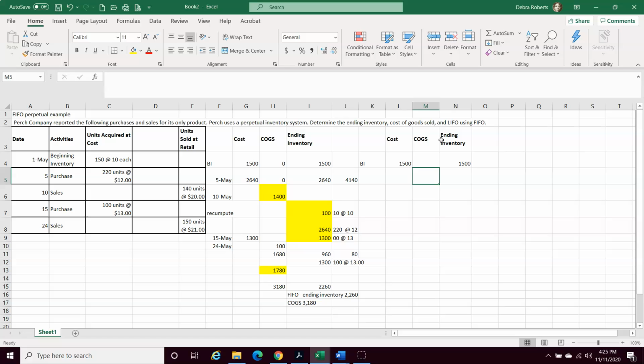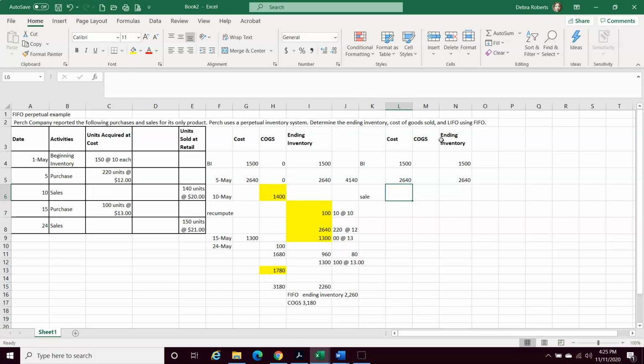Same thing. We have a purchase, again, same information. We're going to have a cost of $2,640 because we're going to take the 220 and multiply by the 12. So right now we have two layers, 1 and 2. Now on the May 10th we have a sale. The sale is 140 units. We've got 150 units here and we've got 220 units. But LIFO says we're going to take the last purchased and then subtract.